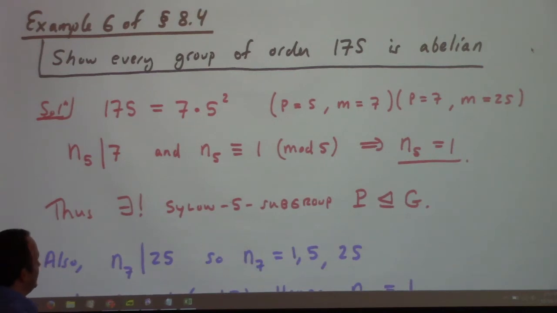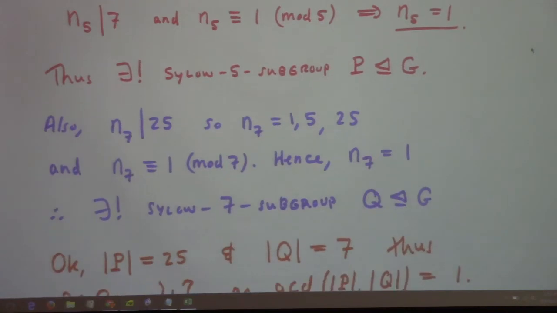Almost the same argument works for the other divisor, 7. The number of Sylow 7 groups has to divide 25. So the number of Sylow 7 groups is either 1, 5, or 25. But we also have to have that number congruent to 1 mod 7. Is 25 congruent to 1 mod 7? No. What's it congruent to mod 7? 4, not 1, right? So that forces n7 to equal 1. So there exists a unique Sylow 7 subgroup Q, a normal subgroup of G.